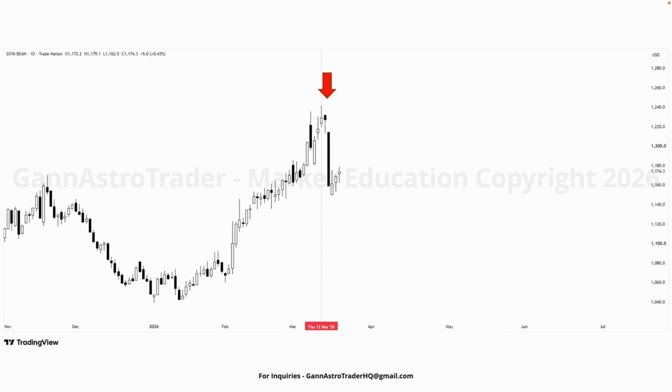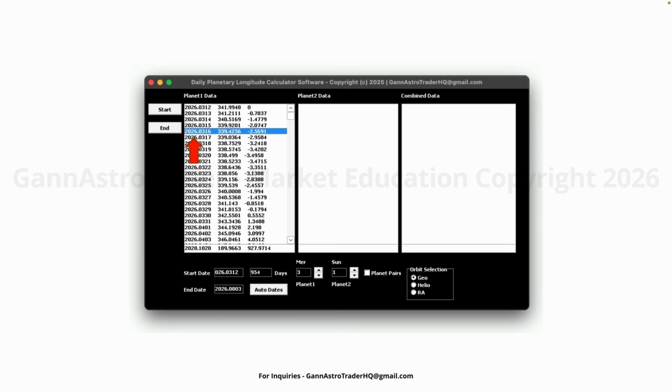As with every analysis, the first step is selecting our astronomical reference point. For this soybean example, the reference date is the 12th of March, 2026. On this date, Mercury has been selected as the reference planet because it provides the strongest harmonic relationship for this particular study. According to the planetary longitude calculator, Mercury occupies a longitude of approximately 341.99 degrees.